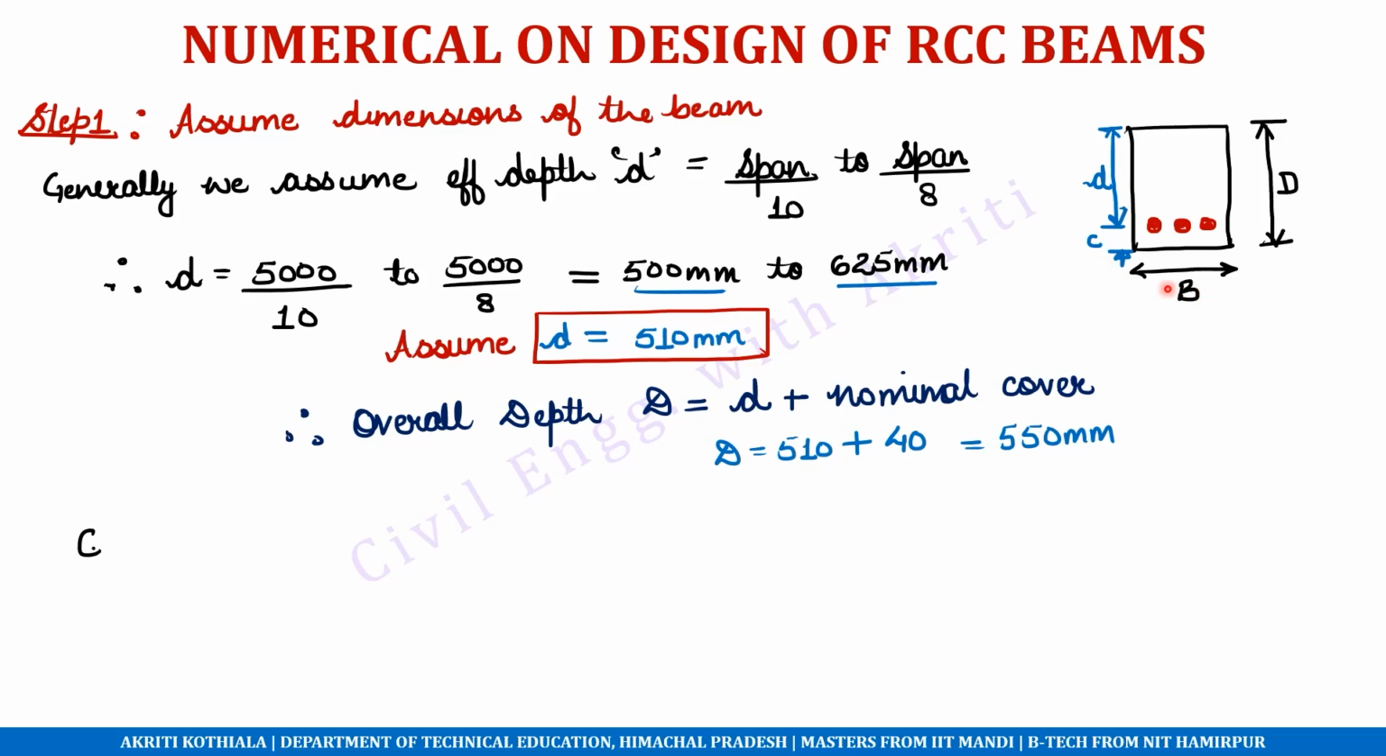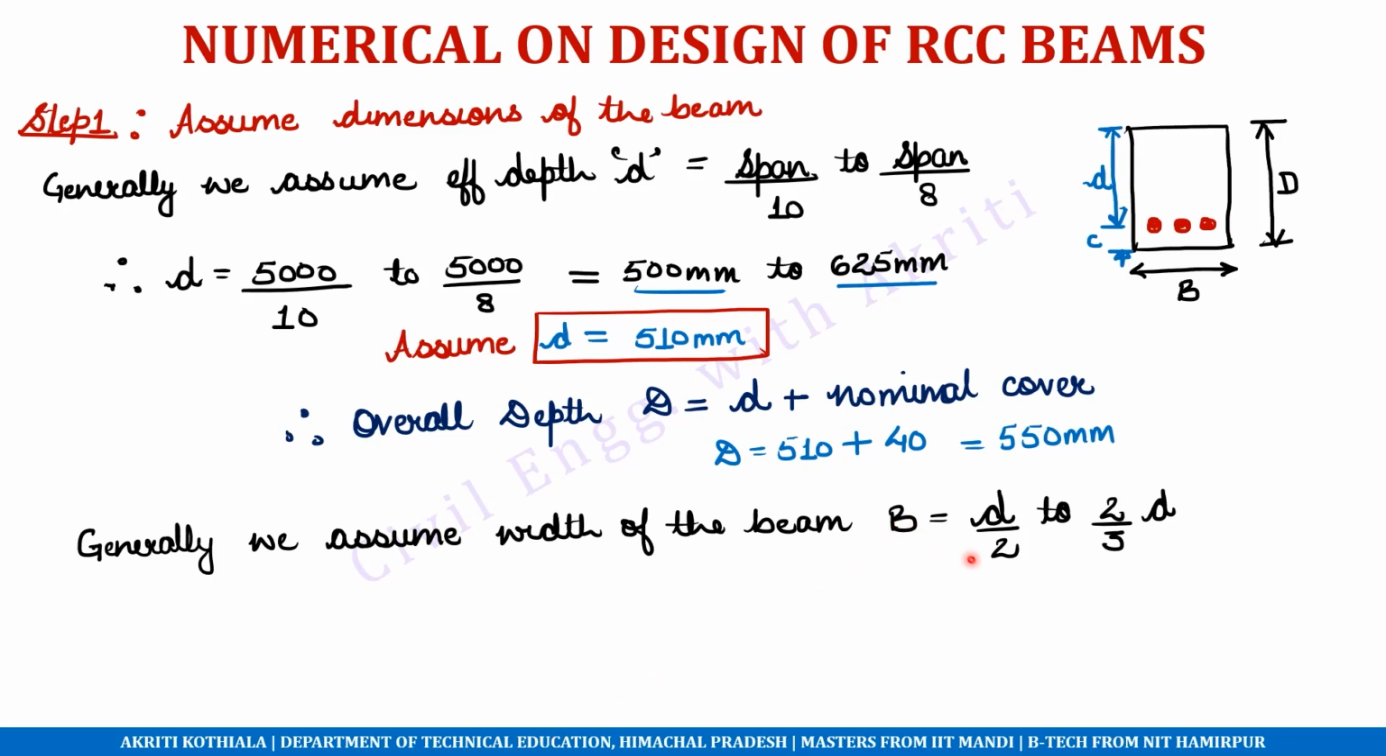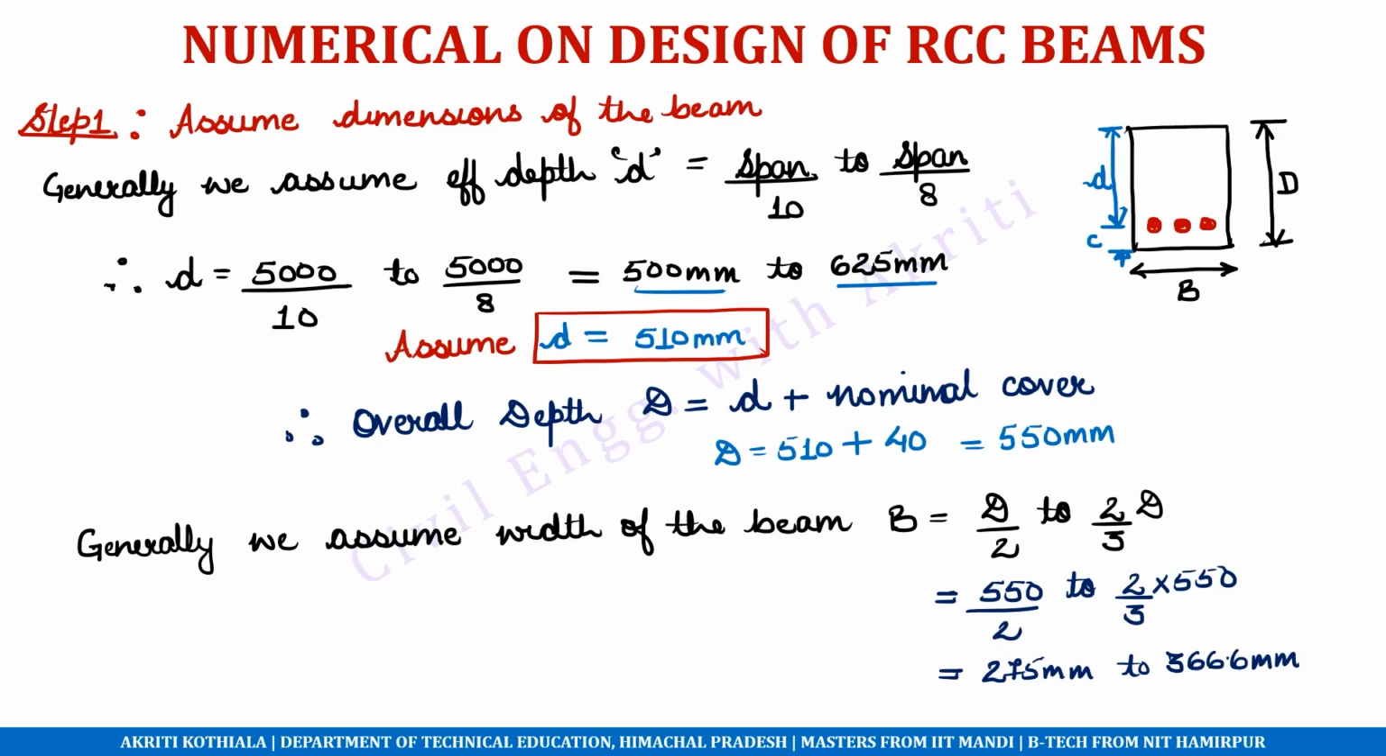The next part will be to assume or calculate the value of B. We assume the width of the beam to be between D by 2 to 2/3 of D, where D is the effective depth of the beam. I'm sorry, we take it to be the overall depth of the beam. So this calculates to be 275 mm to 366.6 mm. For our ease, we assume B equal to 300 mm.